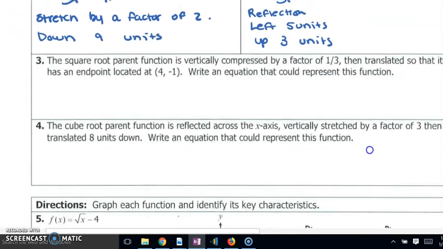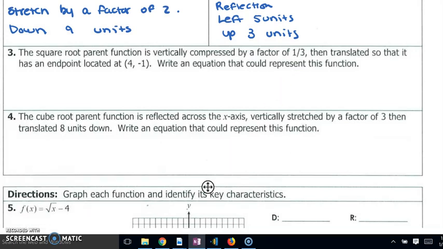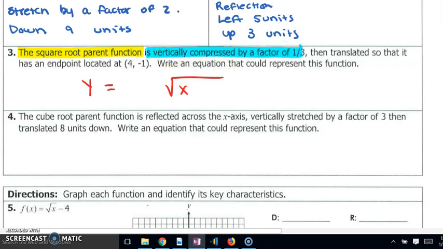Okay. Here it says the square root parent function, so automatically I'm going to draw a square root equation, y equals the square root of x. It's vertically compressed, meaning there's going to be a fraction out front by a factor of 1/3. So that's going to be my coefficient. Then translated so that it has an endpoint of (4, 1): to the right 4 and down 1. So this is going to be minus 4 since the inside lies, and minus 1. And that would be your function.